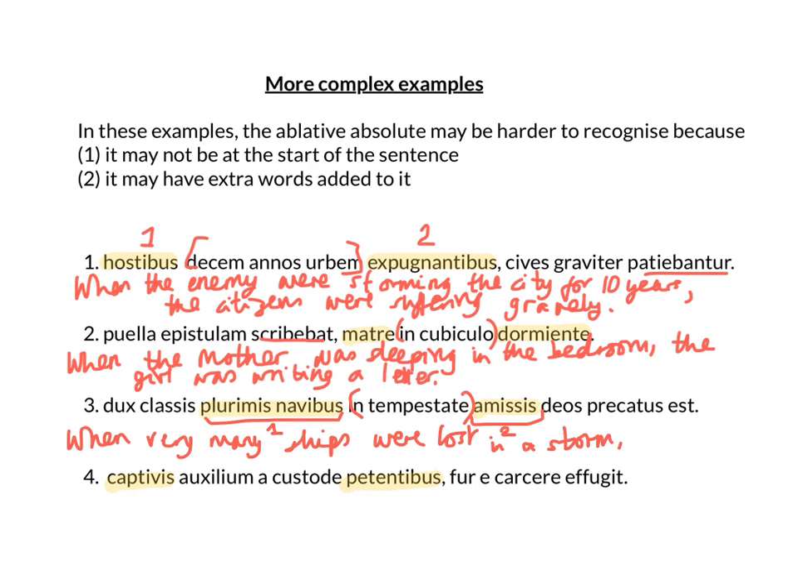And then what we have to do is all the words we haven't yet done. So that's dux and classis, which means the leader of the fleet. And finally, deos precatus est. Well, precatus est is a deponent verb meaning he prayed to, and deos is its object. So the leader of the fleet, sorry, there should be no comma there, prayed to the gods.